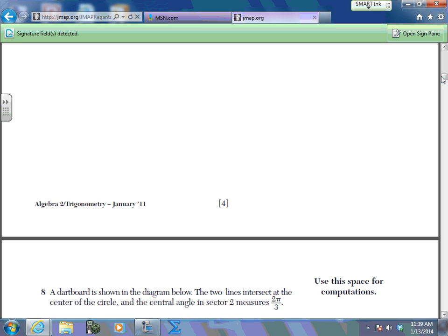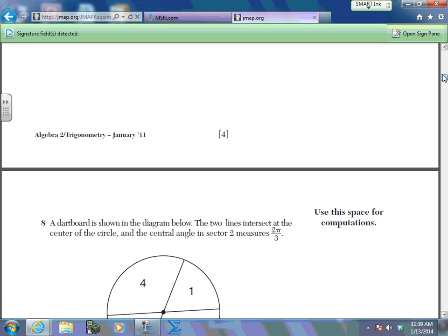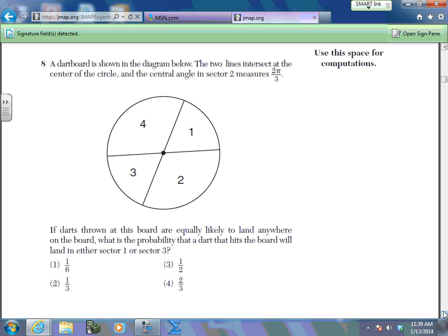Okay, number 8 is a dartboard. Or maybe not. Number 8 is a dartboard, which makes it a circle. This circle has 2 lines that intersect at the center, and therefore you know it makes vertical angles. Those 2 are congruent, and these 2 are congruent. Vertical angles. This central angle in sector 2, that's this one in sector 2, measures 2 pi over 3. So does its opposite one.